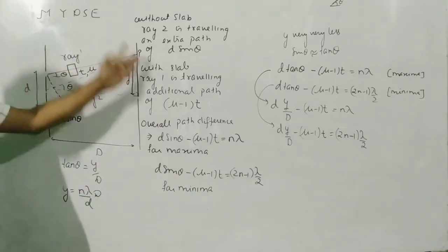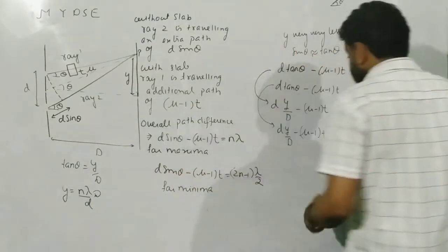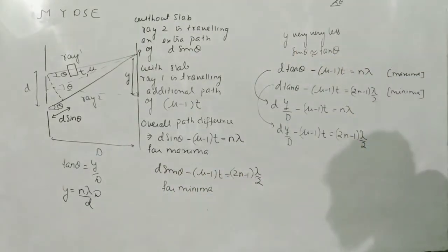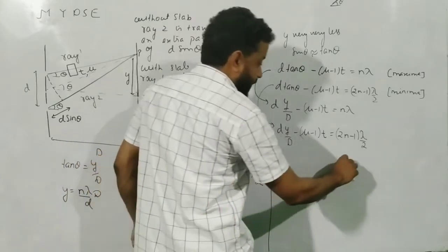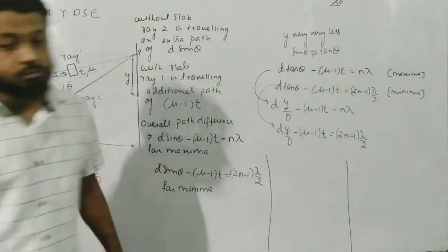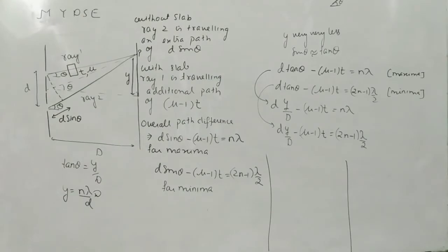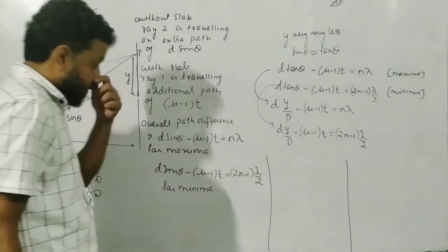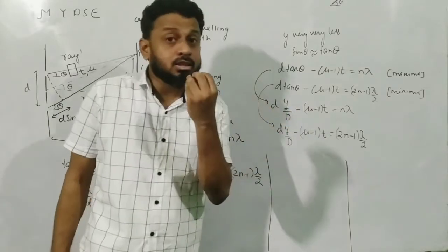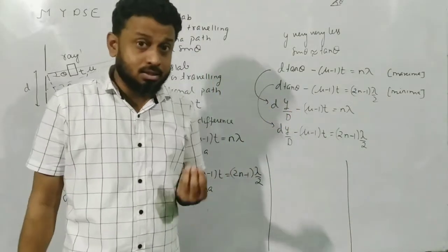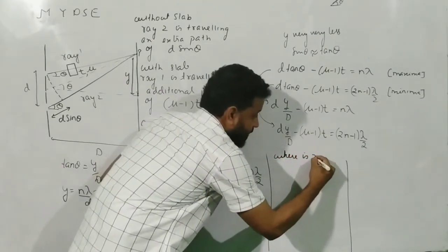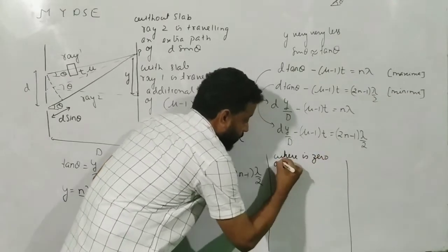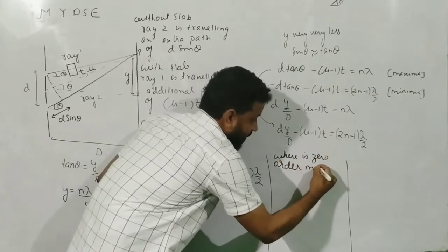Now what has happened in modified Young's double slit experiment? Let us say I want to know where is the zero. There are two questions which they ask very frequently in modified Young's double slit experiment, and both come with two conditions over here. The first question which they ask is this: where is the zero order maxima?